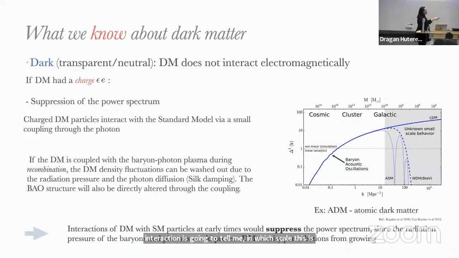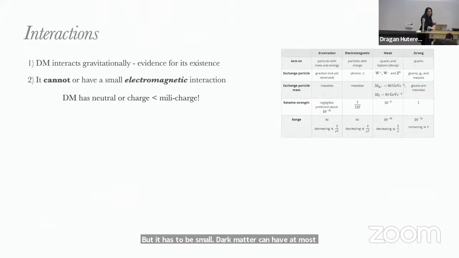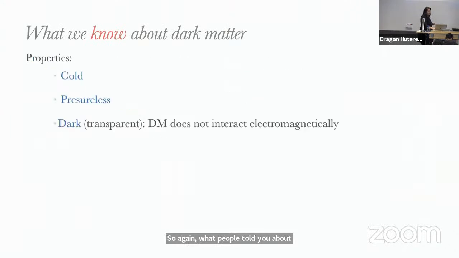And we know we cannot suppress the power spectrum for scales smaller than 10 megaparsec inverse. So just to quote a few bounds, I cannot have suppression of the power spectrum before recombination. You can put a bound on the charge that dark matter can have. And actually dark matter can have charge, but it has to be small. Dark matter can have at most millicharge. So again, what people told you about the CDM paradigm, which was cold, pressureless, dark, is actually about how cold it is, how pressureless it is, and how dark it is. It can have a millicharge.